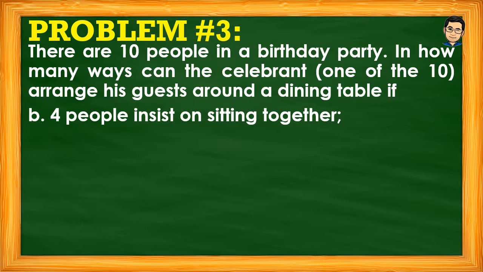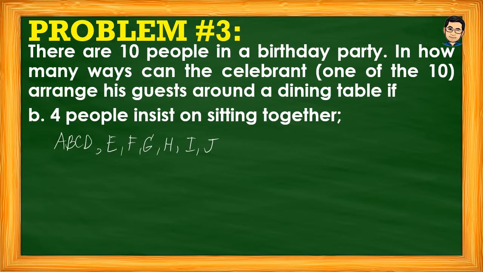So, for letter B, 4 people insist on sitting together. Ibig sabihin, meron tayong 4 particular people na kung saan kahit anong arrangement, kailangan magkakatabi sila. So, insist. Nagpilit sila na magkakatabi sila. So, pangalanan lang natin yung 10 people na yun para mas makita nyo sila. So, using letters: A, B, C, D, E, F, G, H, I, and then J.